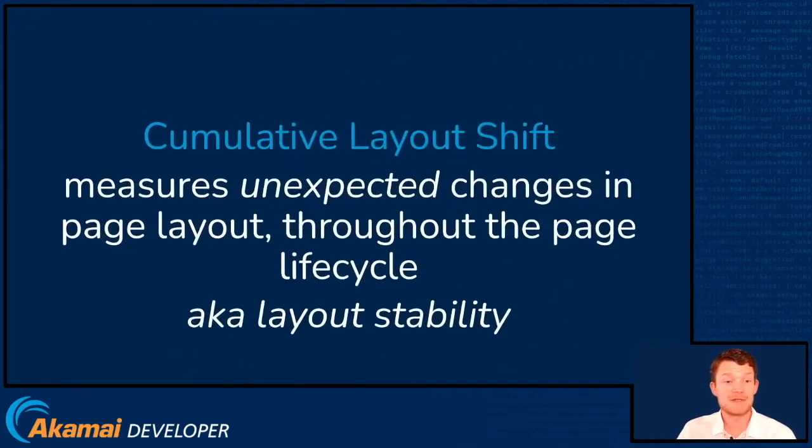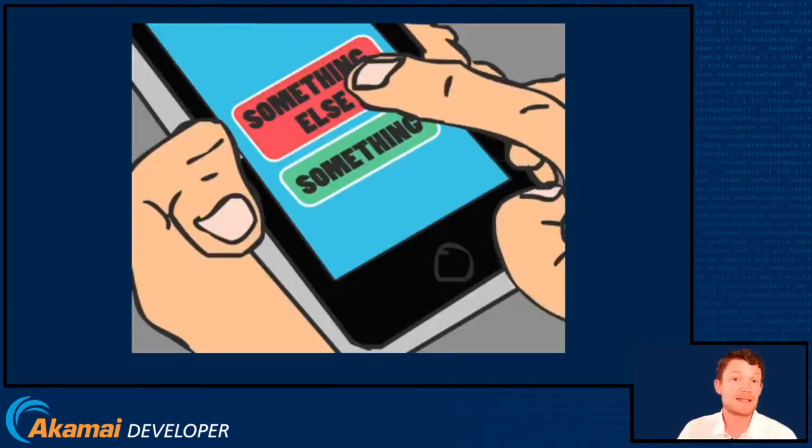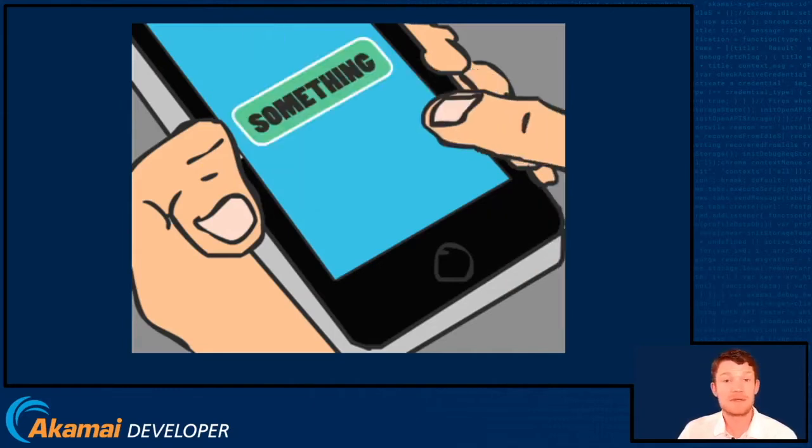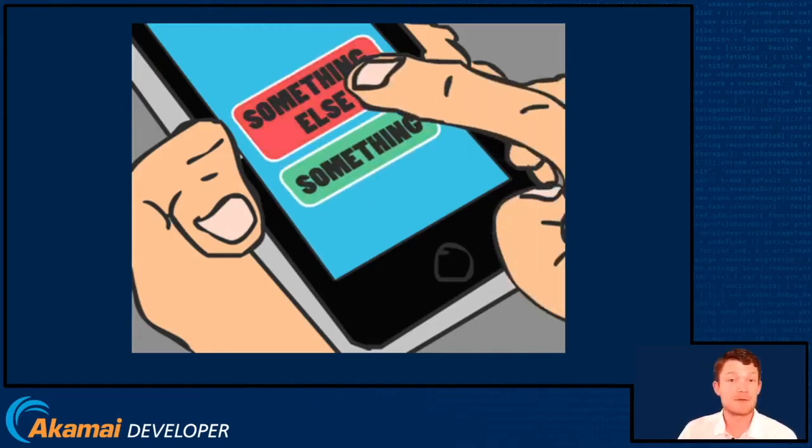Now, cumulative layout shift measures unexpected changes in the page layout throughout the page lifecycle. So you can call this layout stability. What it's trying to measure is this kind of experience, where something changes on the page which causes you to lose confidence in the UI, or even may cause a misclick, where you click on an element you weren't intending to.